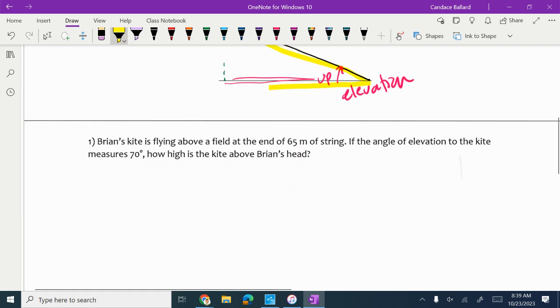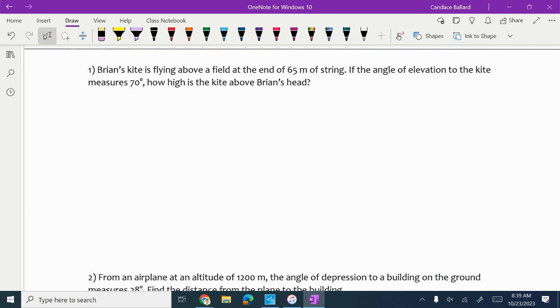Okay, all right, so let's talk about Brian. Brian's kite is flying above a field at the end of a 65-meter string. If the angle of elevation to the kite measures 70 degrees, how high is the kite above Brian's head?